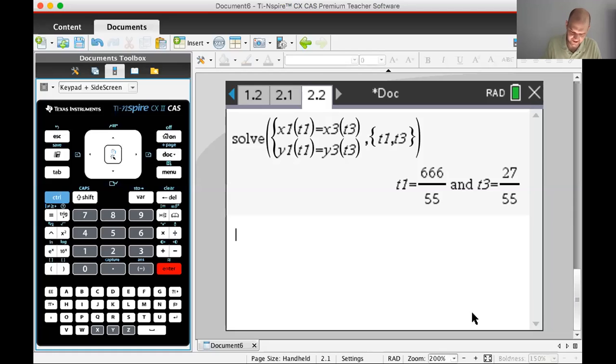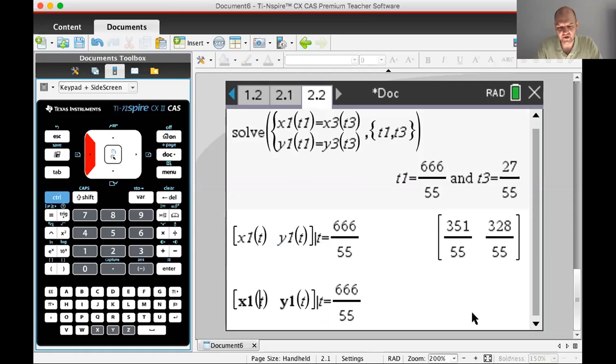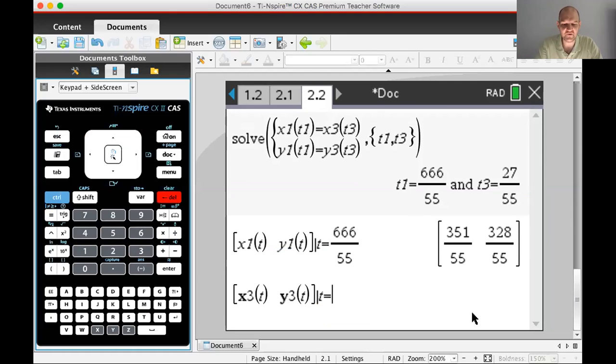Okay, so I'm writing these in the notes right now. So T1, 666 over 55, and T3 is 27 over 55. Both over 55, that's kind of interesting. Now to find the actual intersection point, x1 of t, comma, y1 of t, such that t equals 666 over 55. And then you can confirm, it's going to be right if you do it right. If you enter something wrong, you're going to get the wrong thing here, and then you get to think more, and that's not a bad thing.